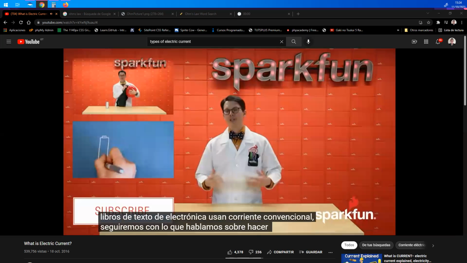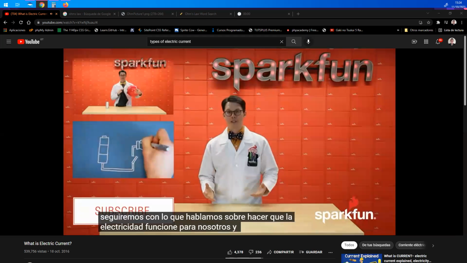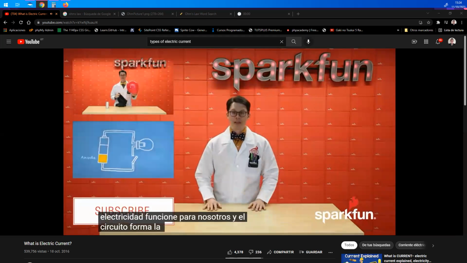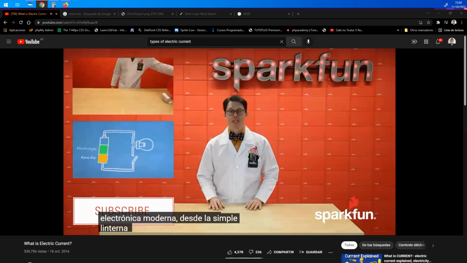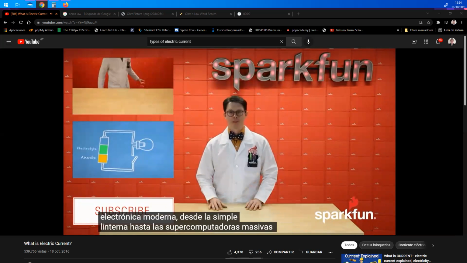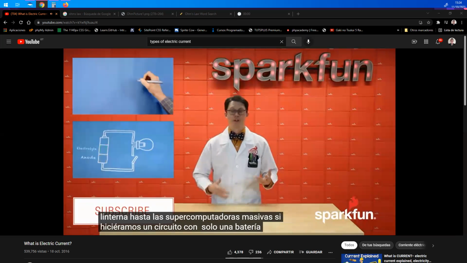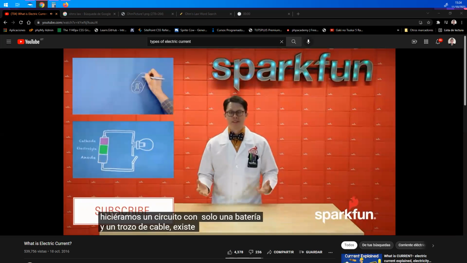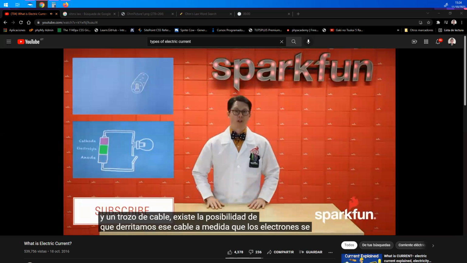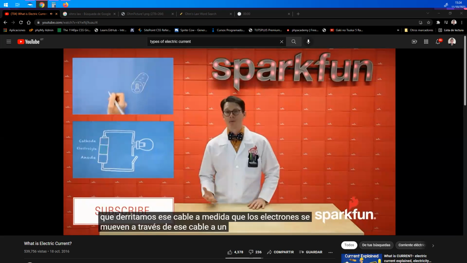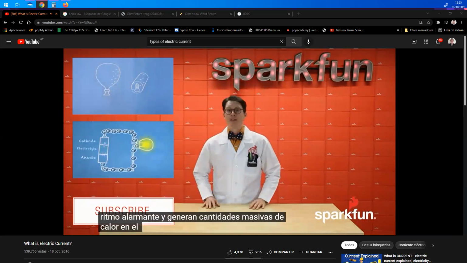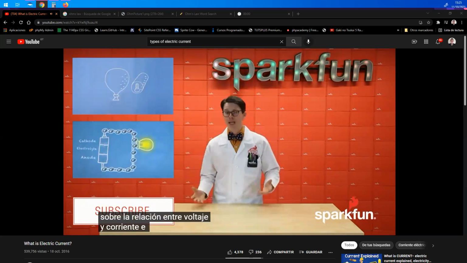We talked about making electricity do work for us, and the circuit forms the basis for all modern electronics, everything from the simple flashlight to massive supercomputers. If we made a circuit out of just a battery and a piece of wire, there's a chance we might melt that wire as the electrons move through that wire at an alarming rate and generate massive amounts of heat. In the next episode, we'll talk about the relationship between voltage and current and introduce the resistor.